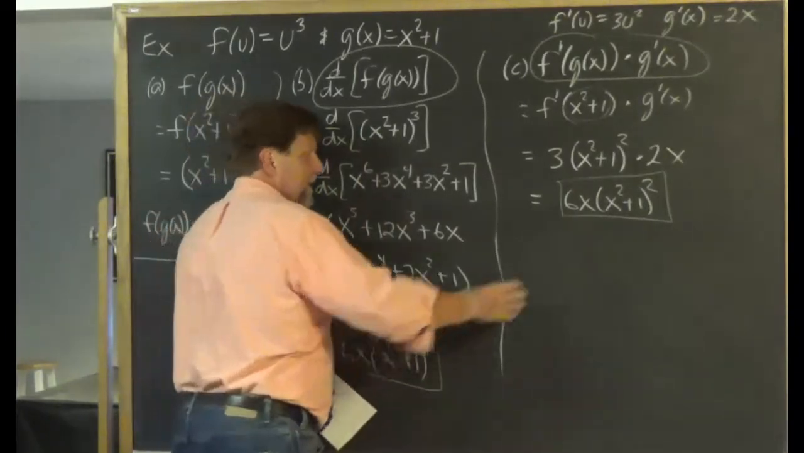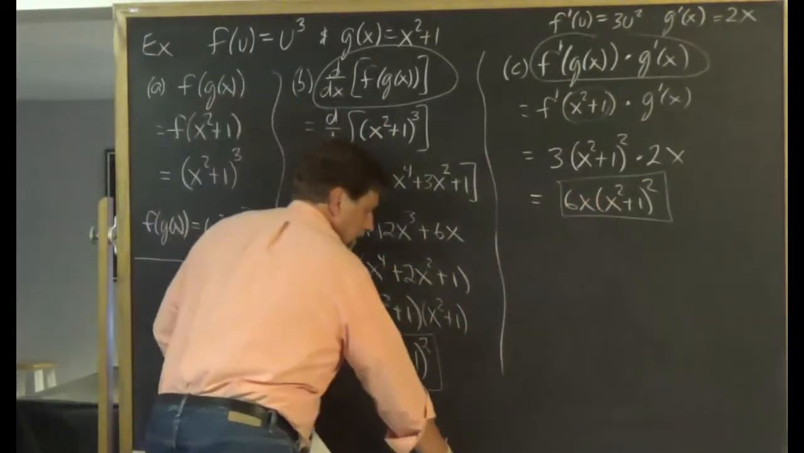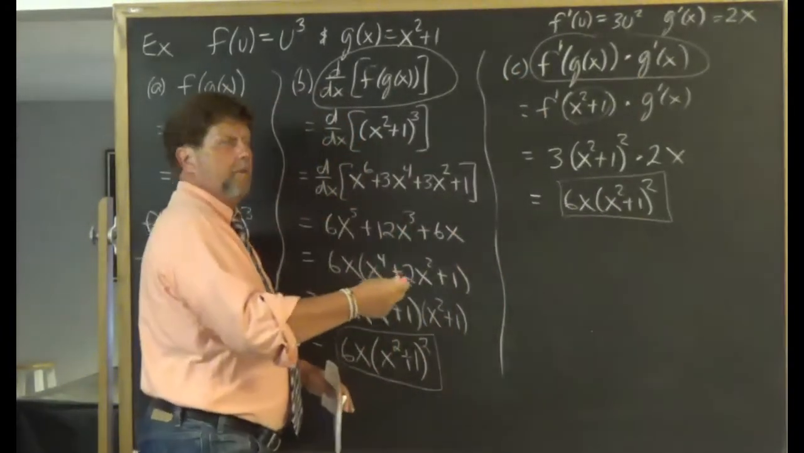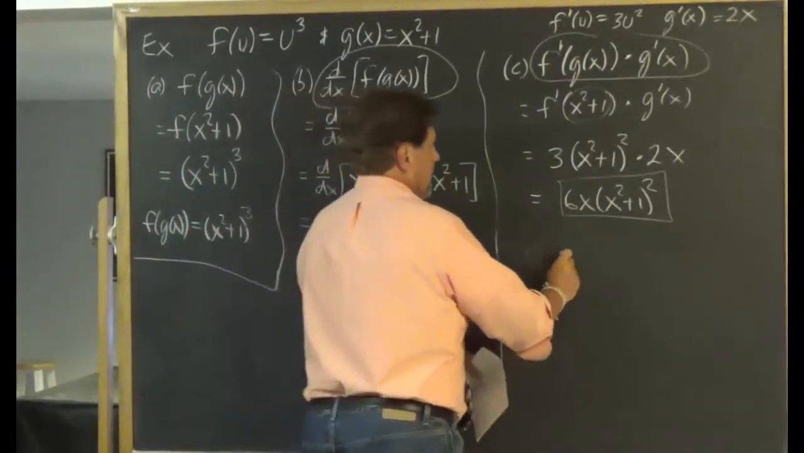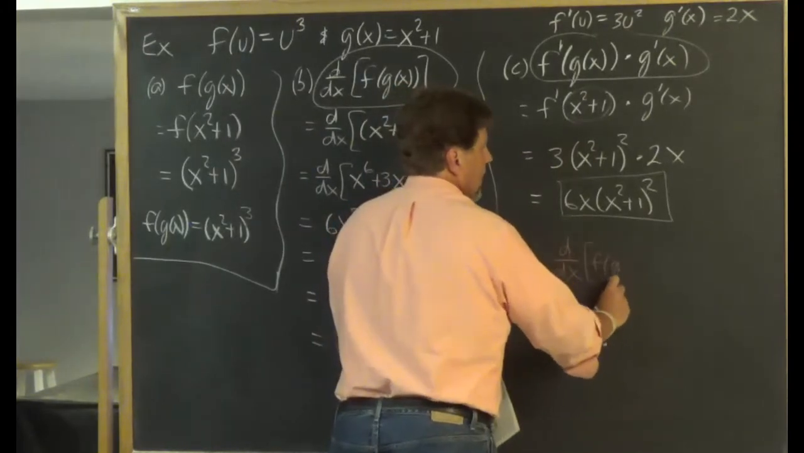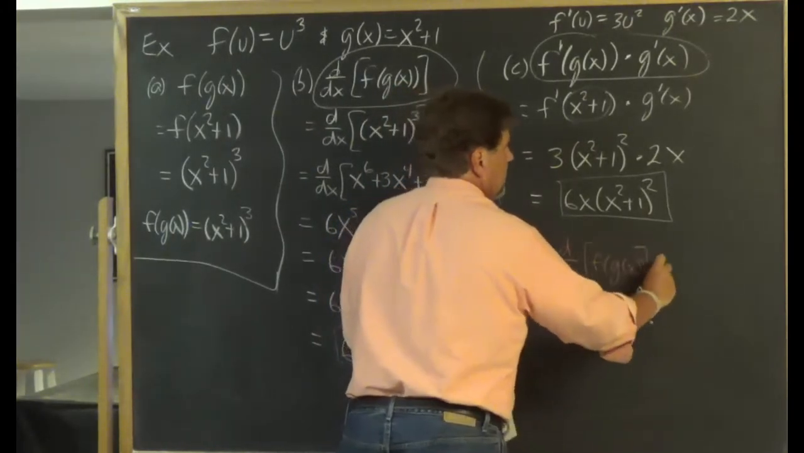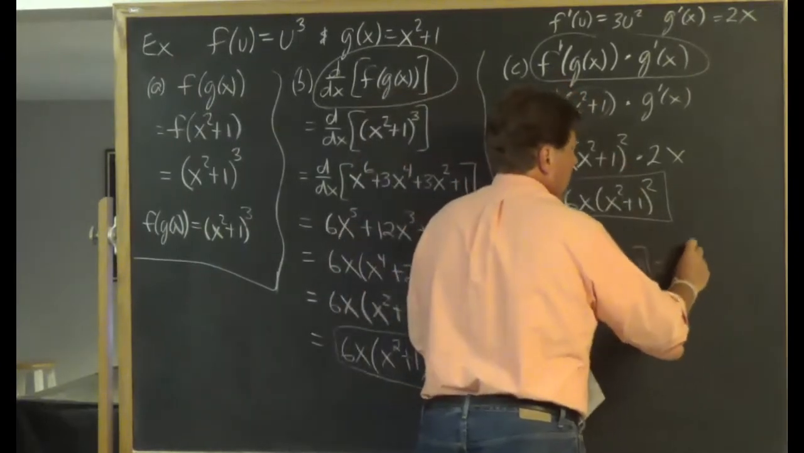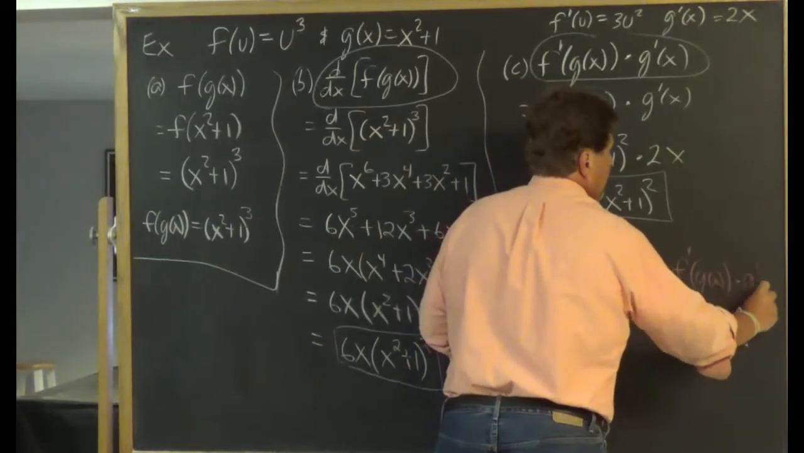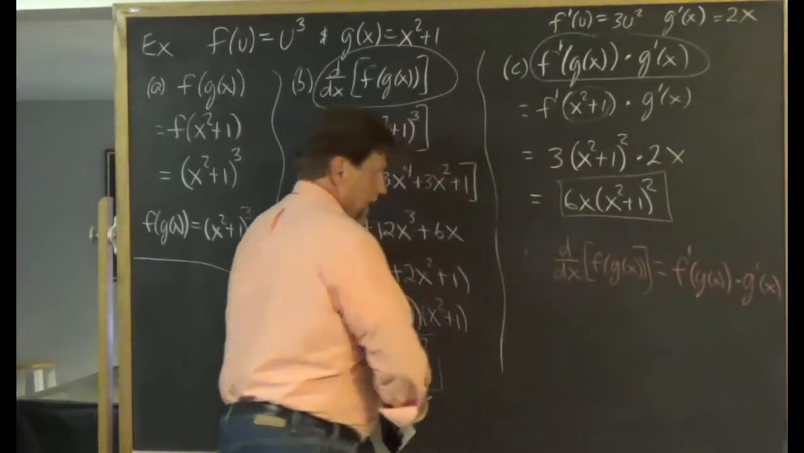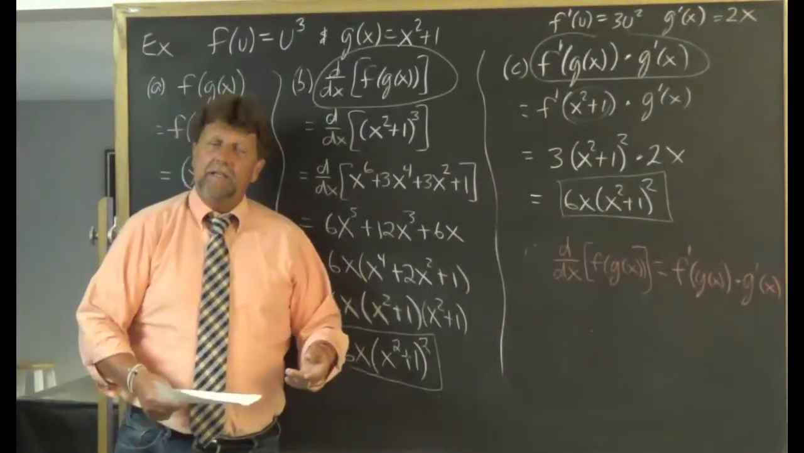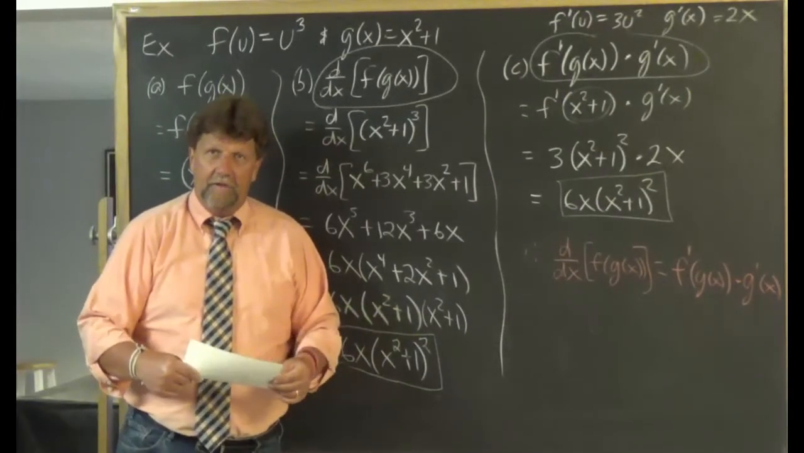So since these are equal, it seems reasonable to say what produced each of them should also be equal. In other words, the derivative with respect to x of f of g of x is equal to f prime of g of x times g prime of x. And that, folks, that is exactly what the chain rule is. So let's head back to the slides. I'm going to write the chain rule down in the theorem.